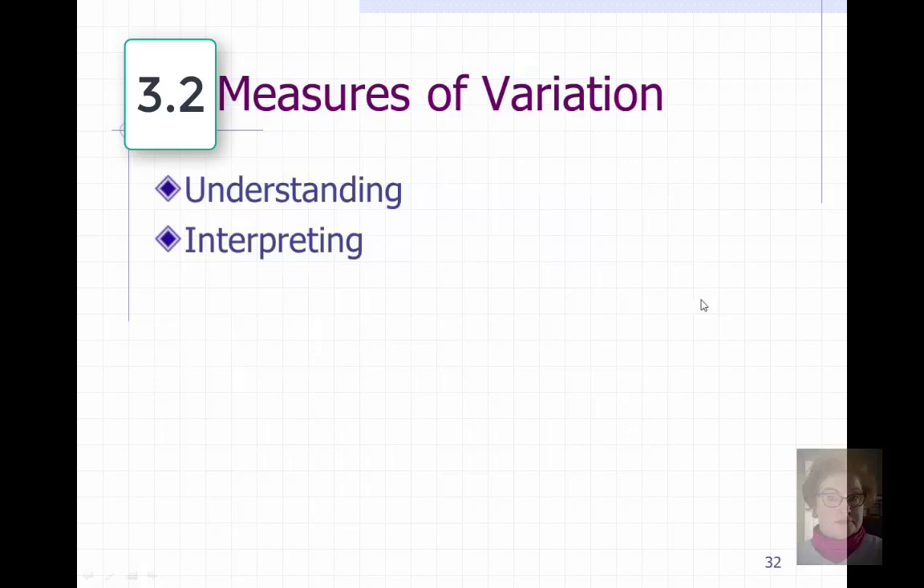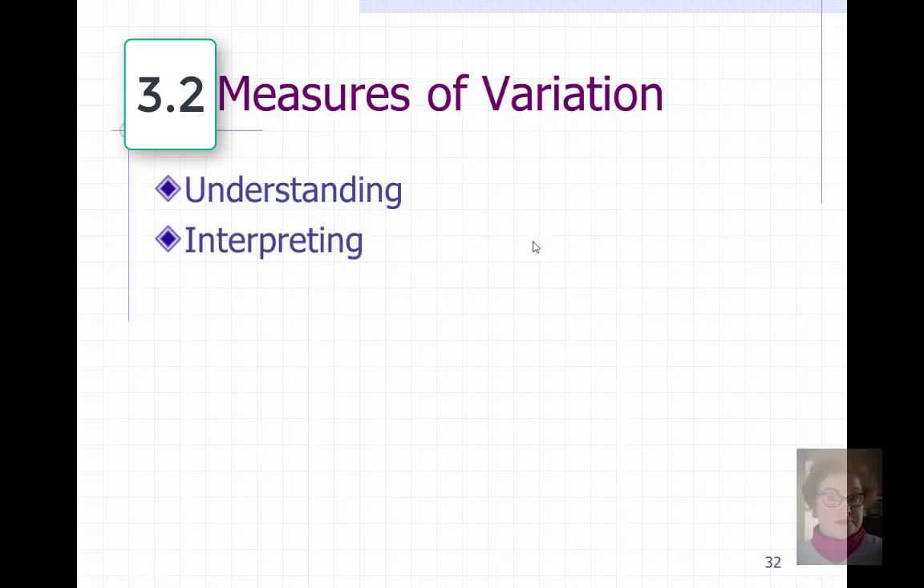Measures of variation, and we are going to talk about understanding and interpreting them. There is an equation that's associated with standard deviation. I'm going to show you how to calculate it by hand with a very small data set, and I'm going to show you how to calculate it on StatCrunch.